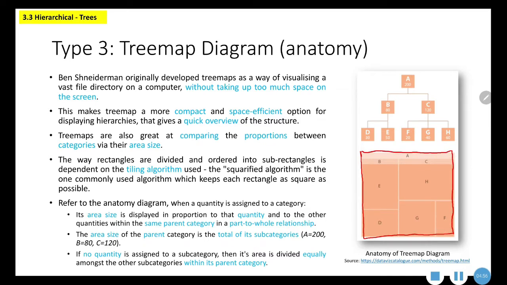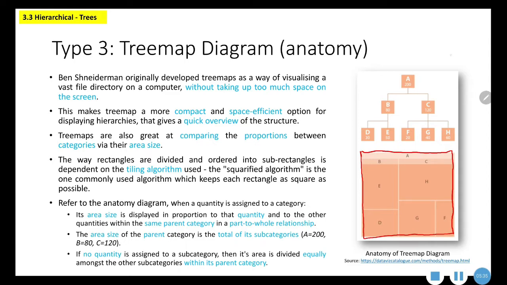Okay, so A has 1, 2, 3, 4, 5, 6, 7 nodes or 7 children, but at multiple levels of representation. So how do we represent the size of each square? Of course, the area size is displayed in proportion to the quantity and to the other quantities within the same parent category in a part to whole relationship.